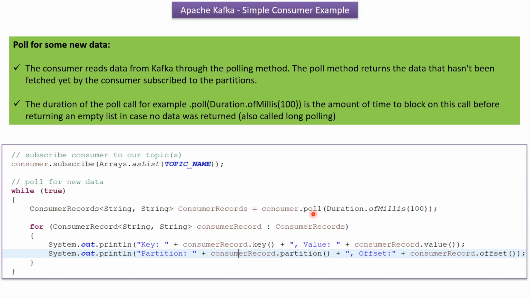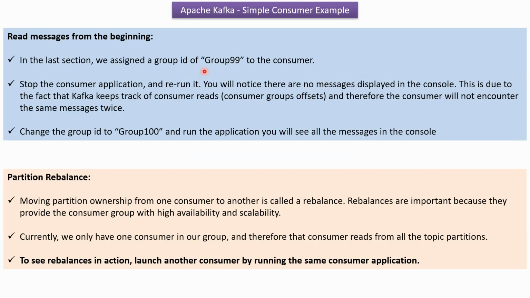Consumer reads data from Kafka through the poll method, and this poll method returns the data that hasn't been fetched yet by the consumer which is subscribed to the particular topic. And here we are passing the duration. The duration is the amount of time to block on this call before returning an empty list in case no data was returned. In the consumer program, we have assigned a group ID of group 99 to the consumer.